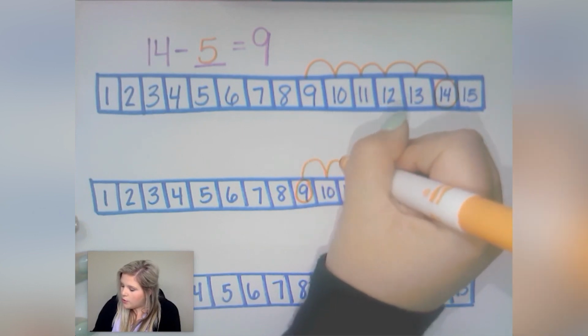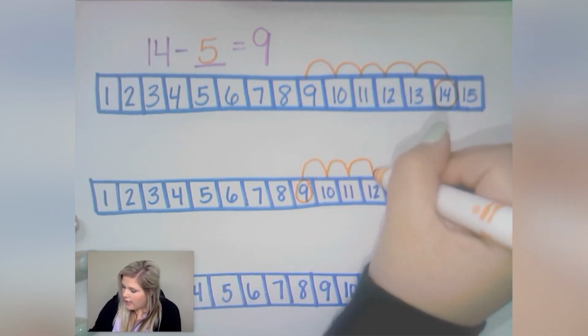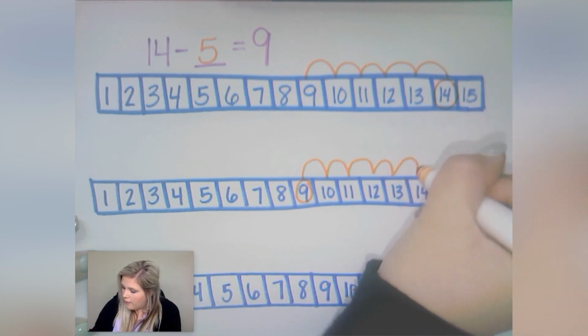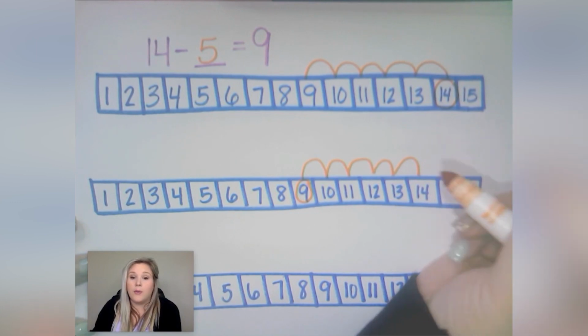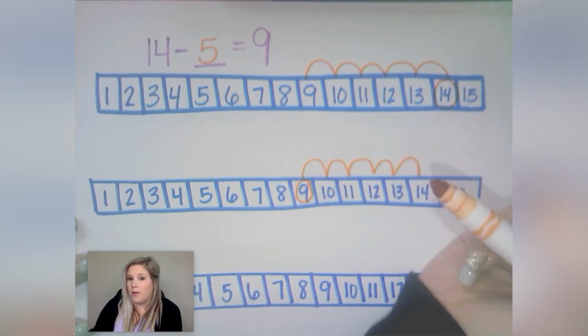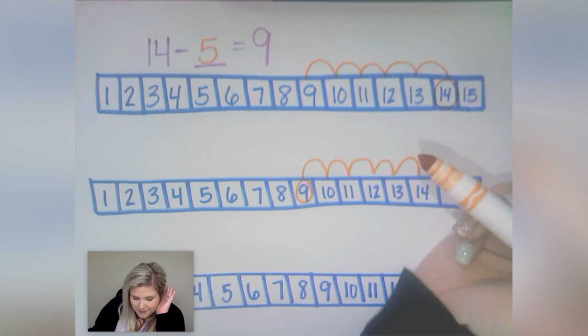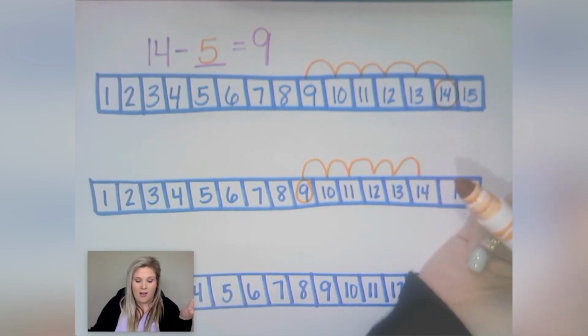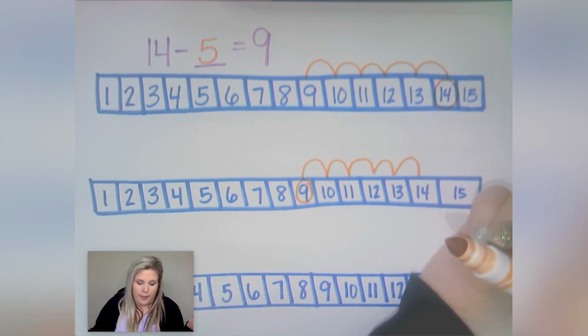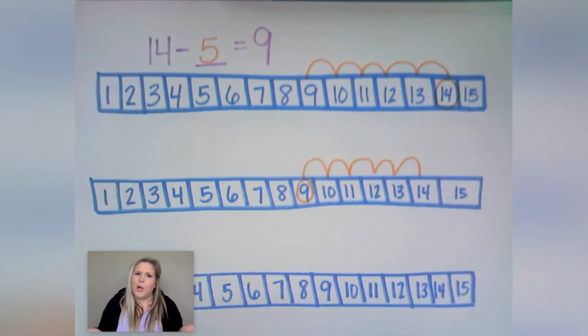1, 2, 3, 4, 5. How many hops did it take you to go from the number 9 to the number 14? Did you get 5 too? Me too. Wonderful job counting on to find that missing number. Number paths are really quite fun, aren't they? They let us have a choice.